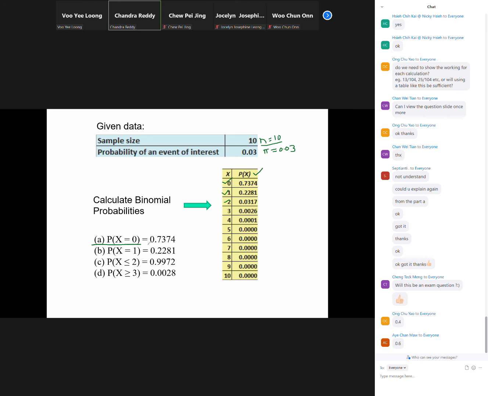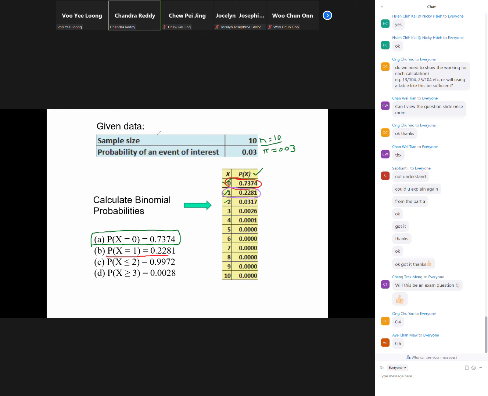From this table, now we can answer all the questions. The first part of the question is, what is the probability of x is equal to 0? You can straight away get the answer from your table. Probability of x is 0 is 0.7374. So you need to develop this type of calculation or table. Next, what is the probability of x is equal to 1? That is 0.2281.